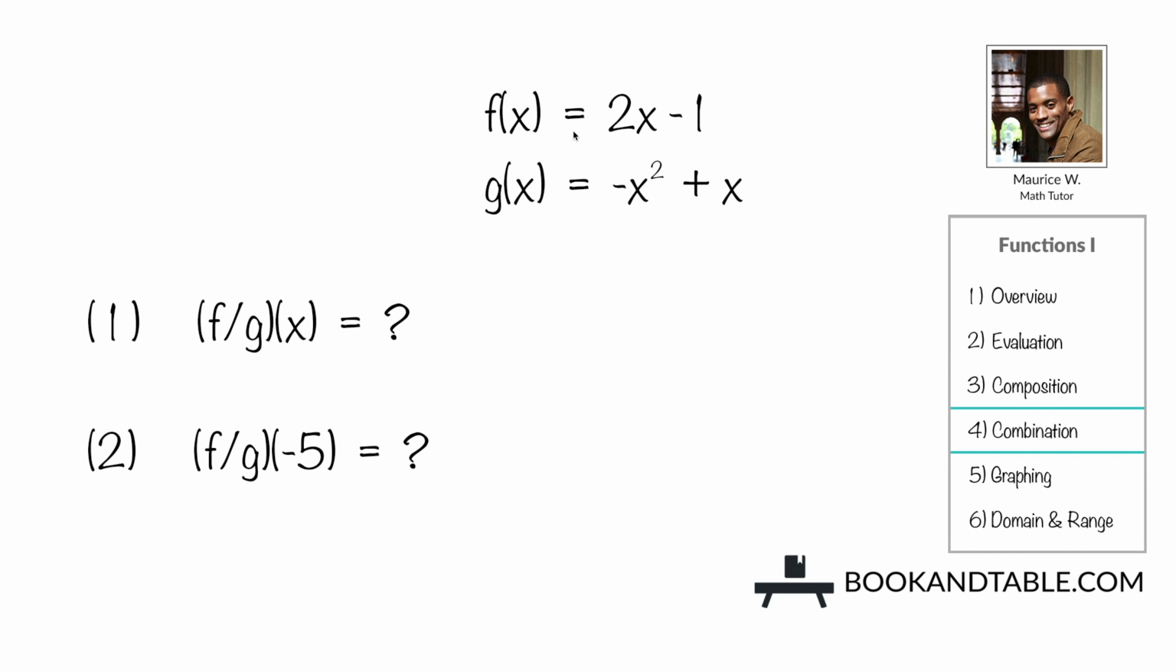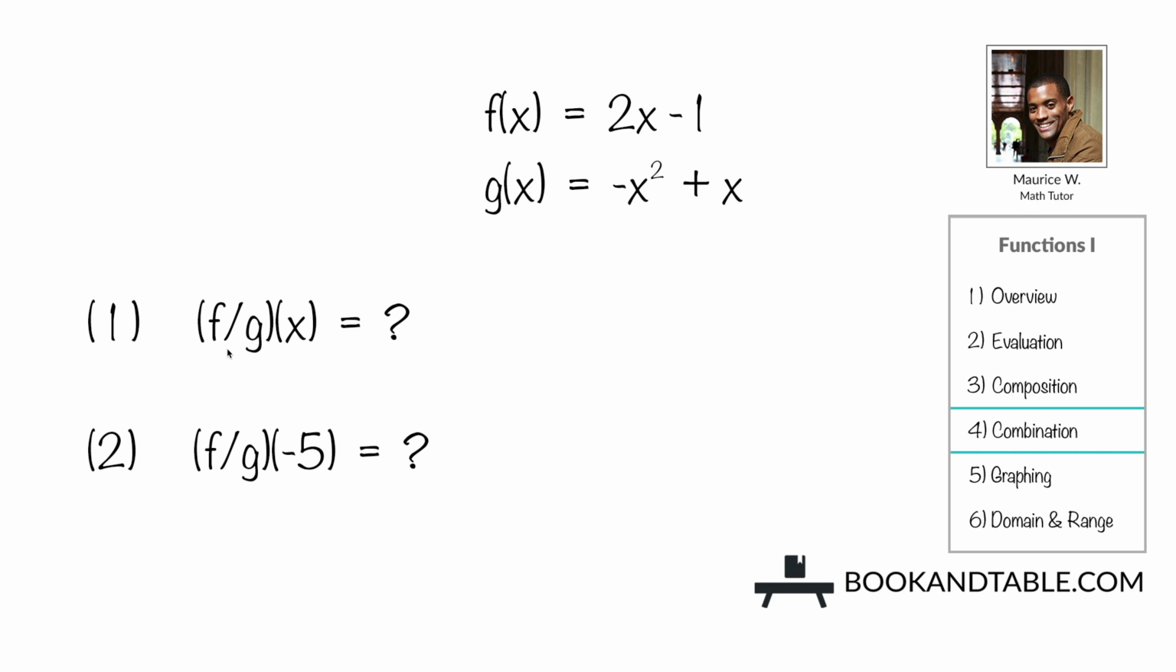Given f of x is equal to 2x minus 1, and g of x is equal to negative x squared plus x. Question number 1, what is f divided by g of x equal to? And question number 2, what is f divided by g of negative 5 equal to? So we'll take a look at how to divide functions using expressions, and then we'll take a look at how to divide functions using a number.